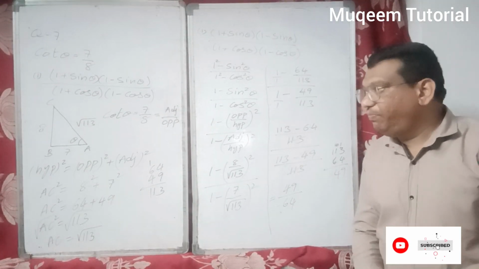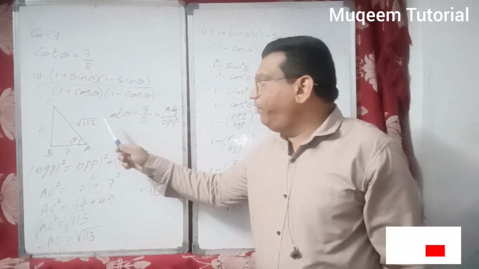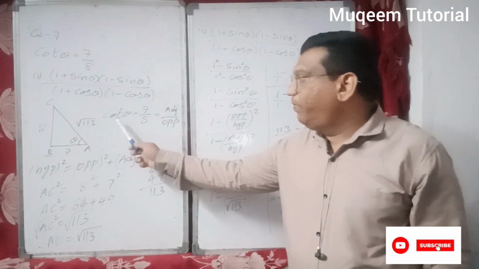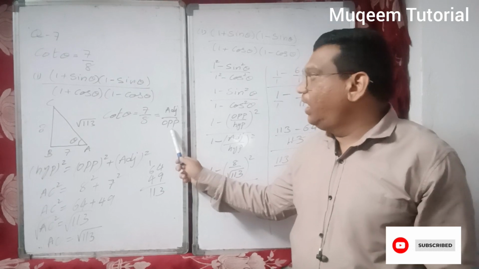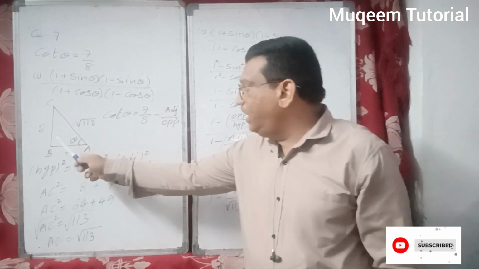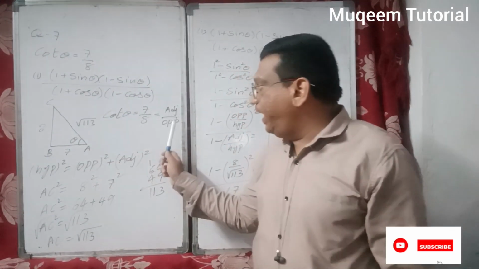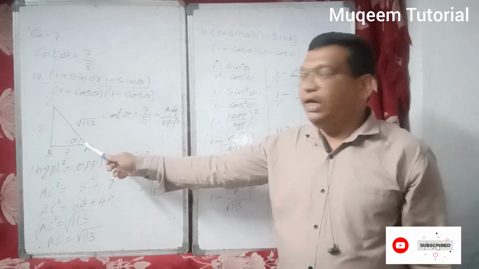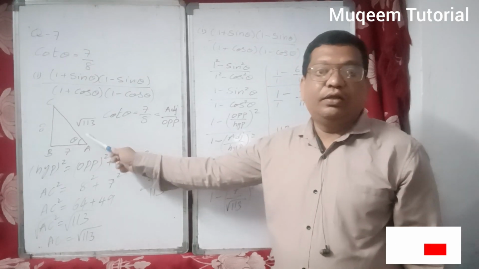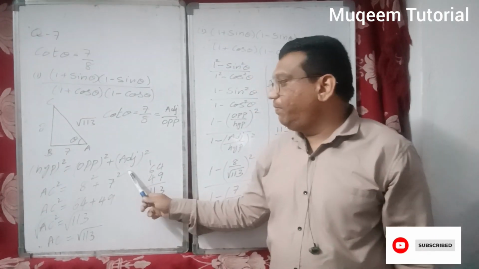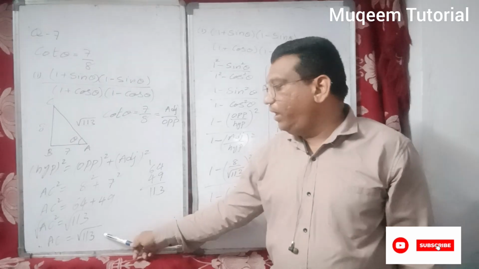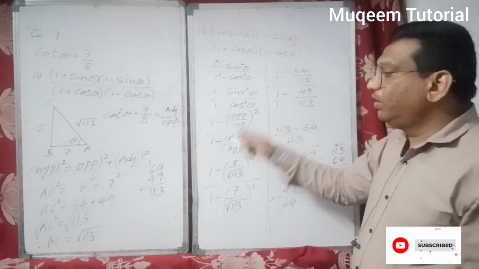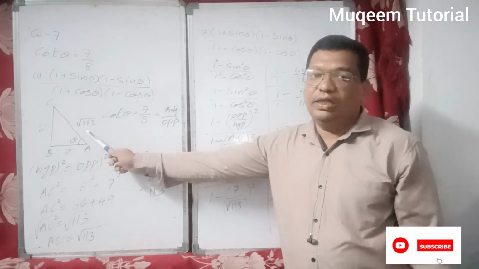So one more time, see here what we did. cot theta is equal to 7 by 8, already it is given. So we know that cot theta is equal to adjacent by opposite. So adjacent we take 7 and opposite we take 8. So we draw the right angle triangle. We have to find out the hypotenuse, so by the Pythagoras theorem we find the hypotenuse. 113 came, the root of 113 cannot be taken out, so I kept it as root 113. So I put at the place of hypotenuse root 113.